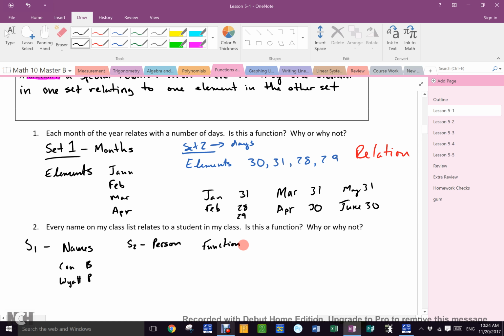We have 2 Daniels. Going by first name, this is not a function, is it? Going by last name, is it? If I use first and last name. What if I go by only last name? Is it a function? No, because there's tons of kids in this building with the same name, right?